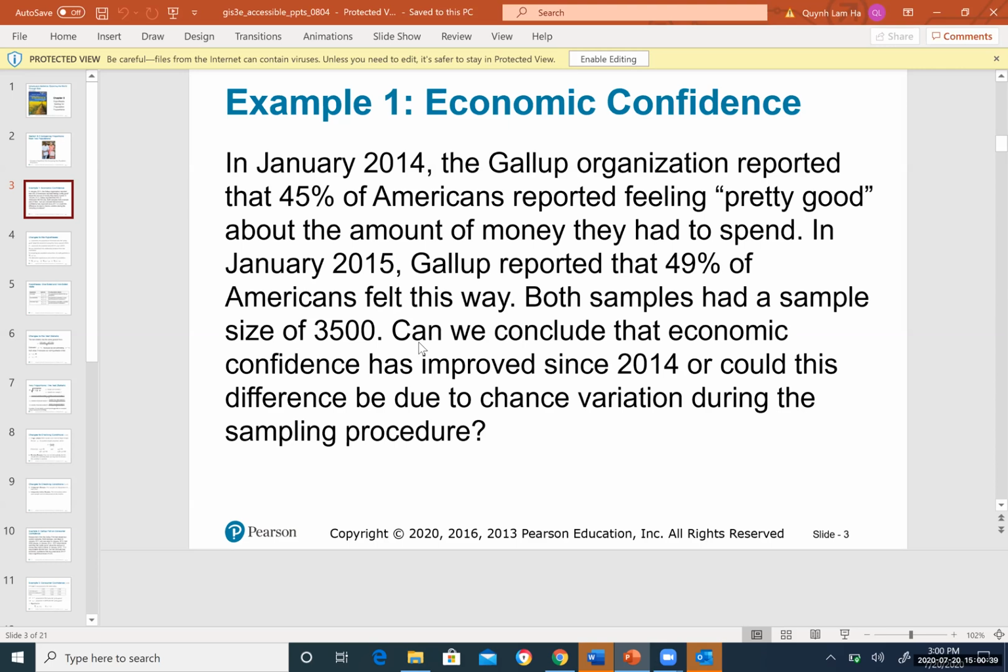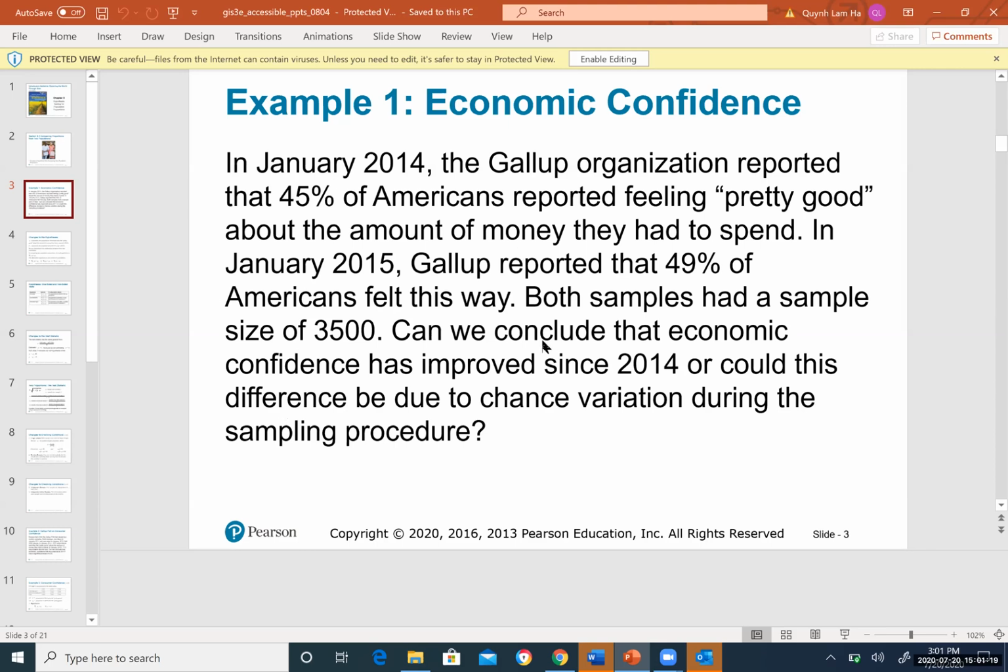Okay, so you can notate P1 as 45% and P2 as 49%. And sample size 1, which is N1, will be 3,500 and N2 will be 5,500. For this one, it's not really what I'm looking for, because there will be more information, which is the level of significance, alpha, for you to compare and conduct the test. And there will be more data for you to do.